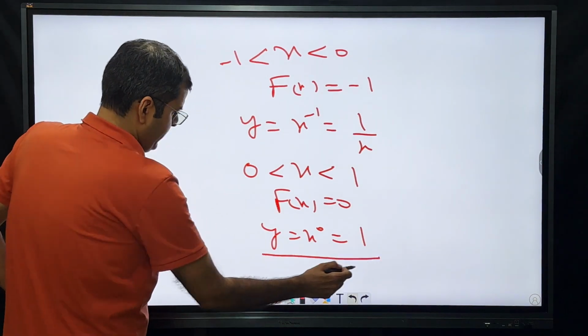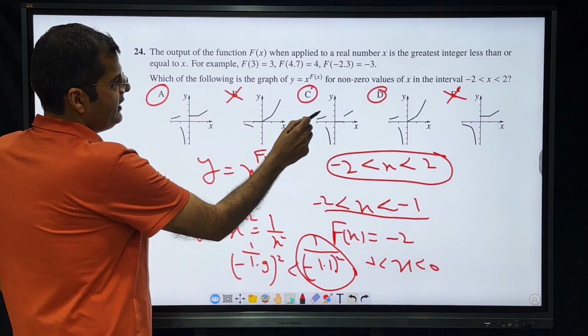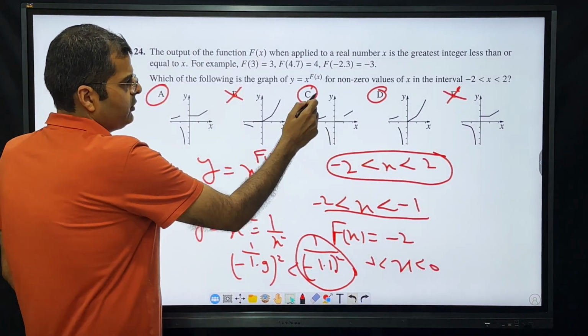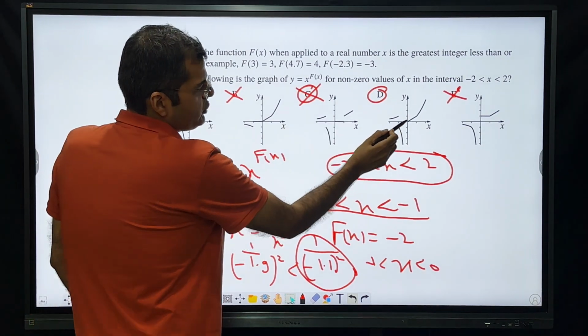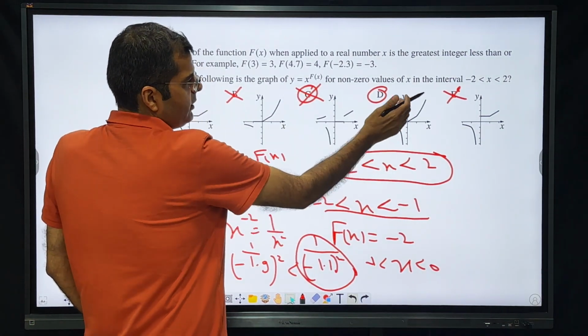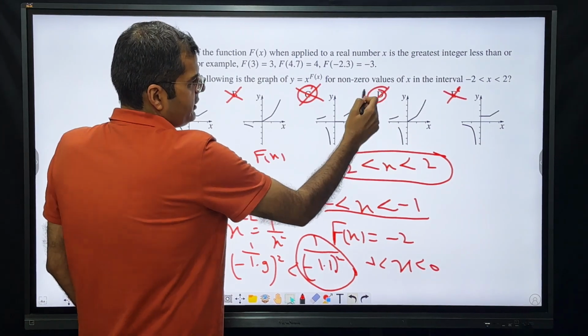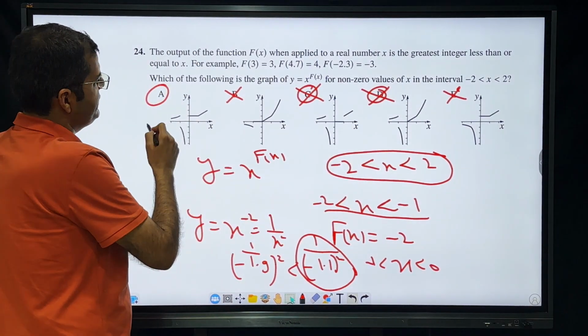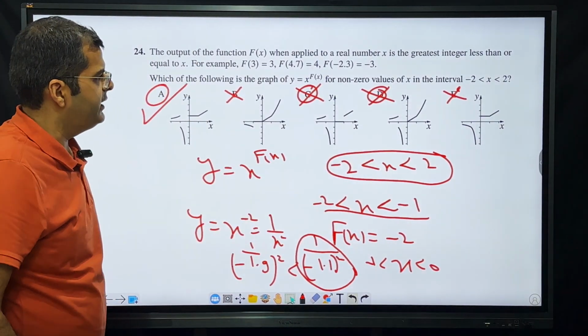So here y is 1. Here it is shown y to be 0, so C is ruled out. D shows an increasing graph of y equal to x kind of a thing, a linear graph, so it is also ruled out. So the only option left is option A. Answer option A is correct.